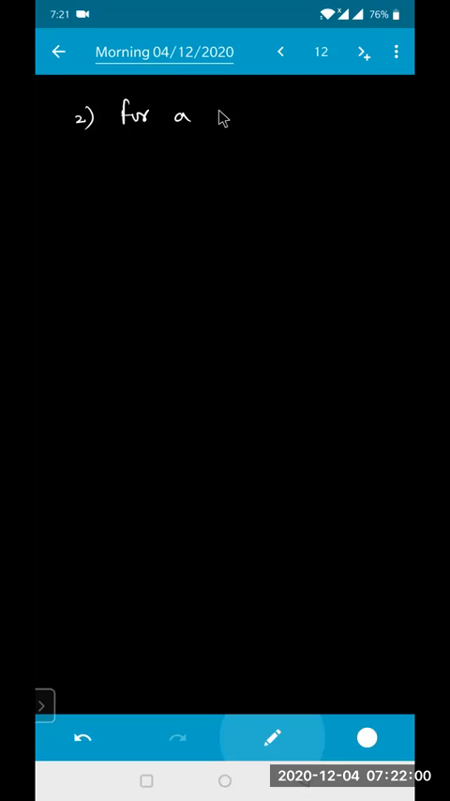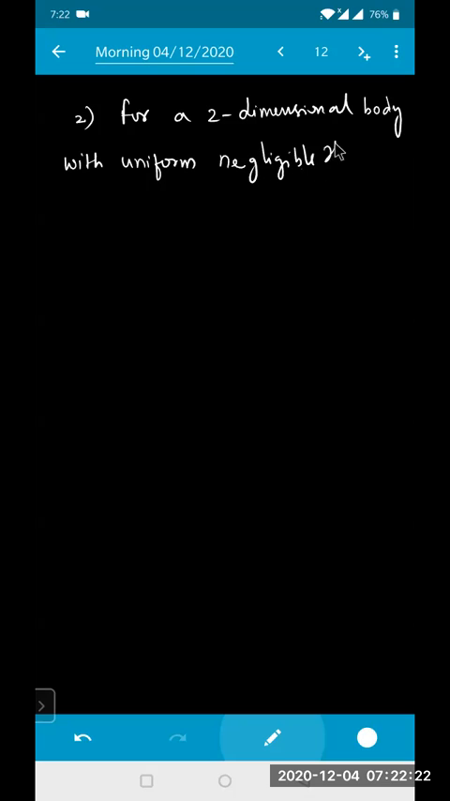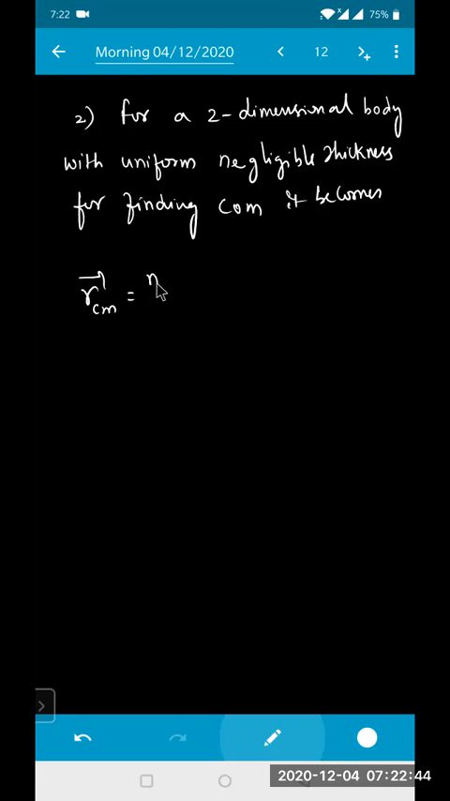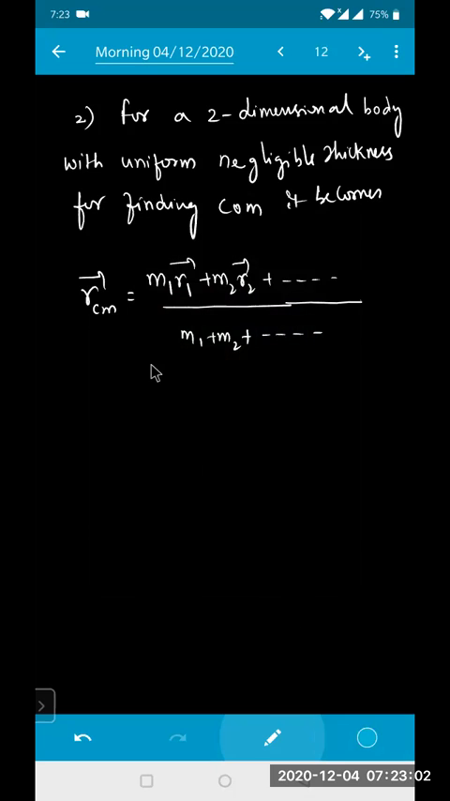For a two-dimensional body with uniform, negligible thickness, the center of mass formula becomes: R_CM bar equals M1 R1 bar plus M2 R2 bar and so on up to a large number, divided by M1 plus M2 and so on up to a large number.